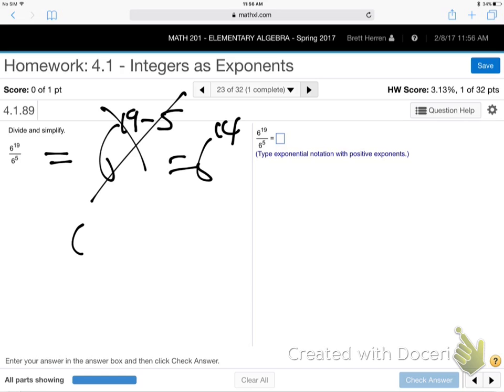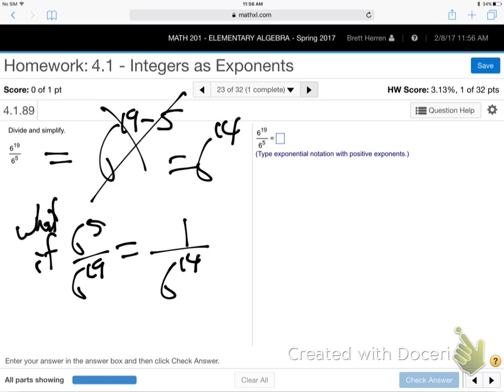By the way, what if it had been the other way? What if it had been the bigger power on the bottom? Then it would be 1 over something. You'd still just subtract, but the bigger one's at the bottom, so the answer ends up at the bottom. The answer is wherever the bigger was. And if there's nothing on the top, we know that's a 1. So dividing is always subtraction. And if they're side-by-side multiplied, we would add powers.